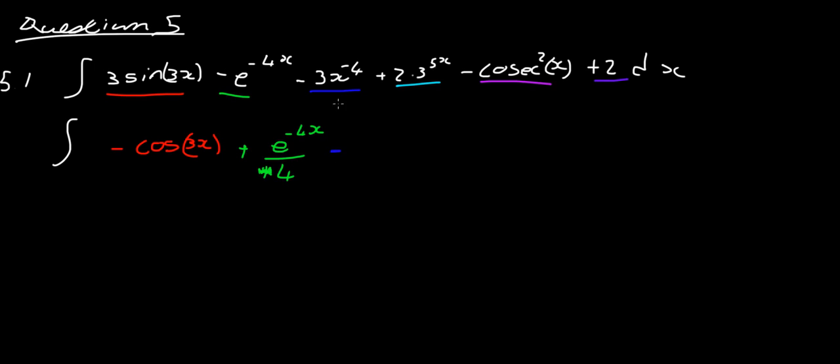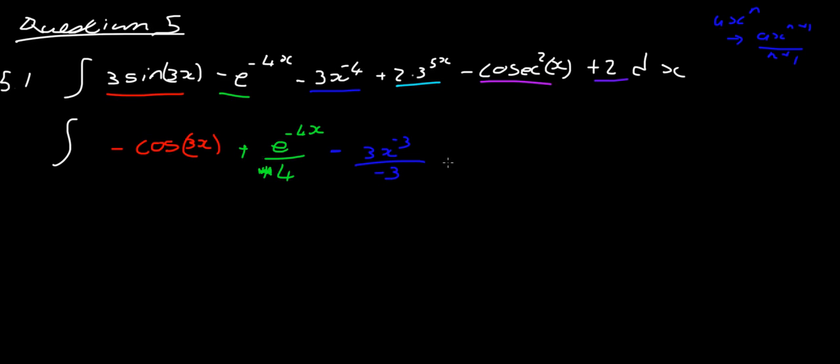Okay, then let's integrate this term. Minus 3x to the minus 4. That's quite an easy one because we've got ax to the n, and the integral is ax to the n plus 1 over n plus 1. So we're left with minus 3x to the minus 3 over minus 3.